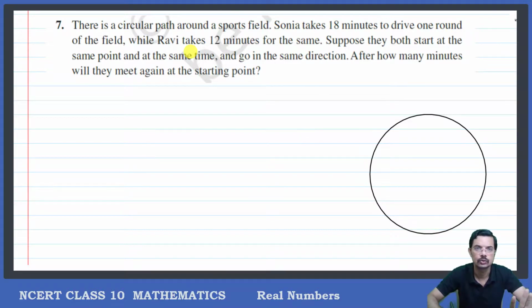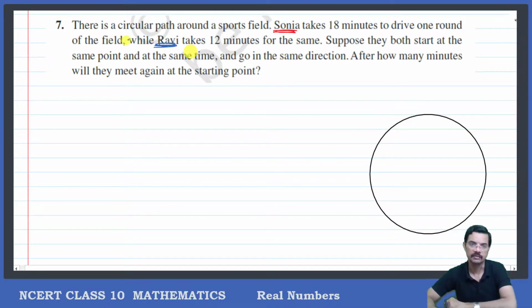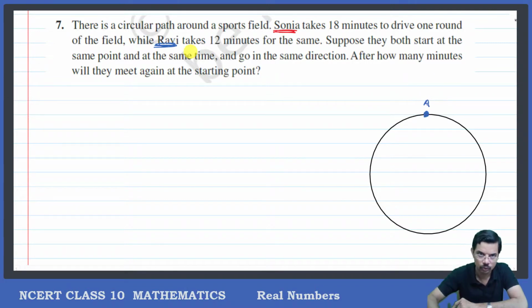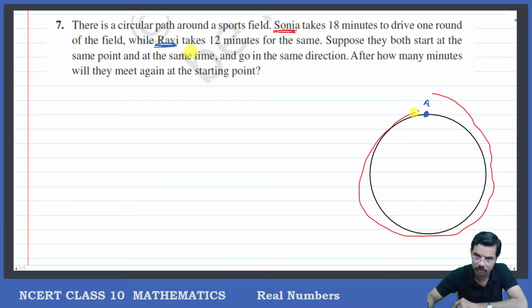There are two people. One is Sonia, Sonia is red, and Ravi is blue. Say I am starting from this point, the starting point A. Sonia will take 18 minutes to complete one round. Ravi will take 12 minutes to complete the same thing.